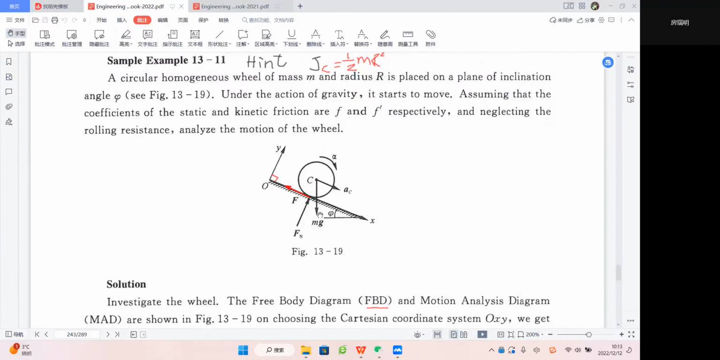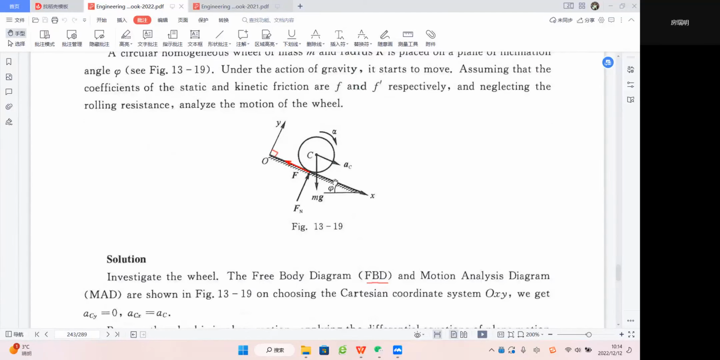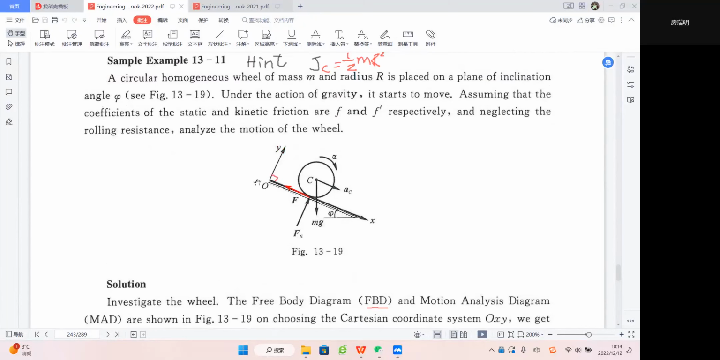Actually, I think this example is quite typical because you see this wheel moves along this slope, and it has a translational component and a rotational component, right? So we will use the differential equations of motion of the rigid body to find the relationship between its forces and motion, right?